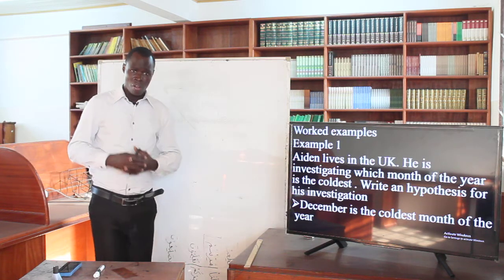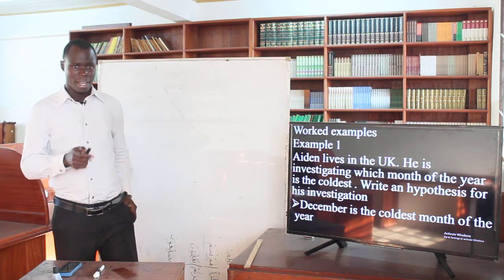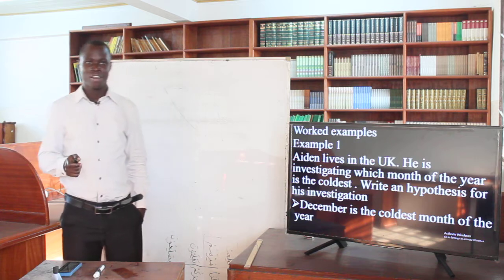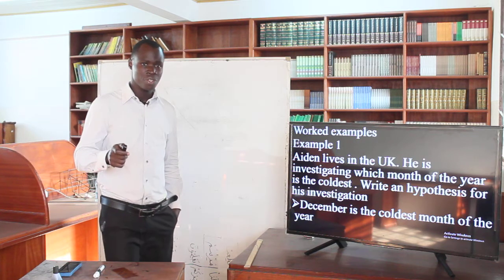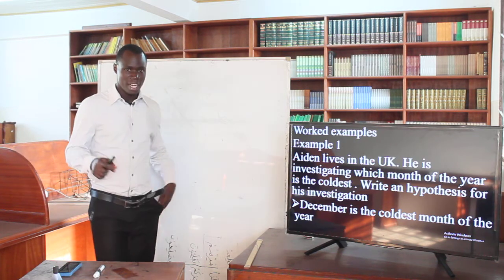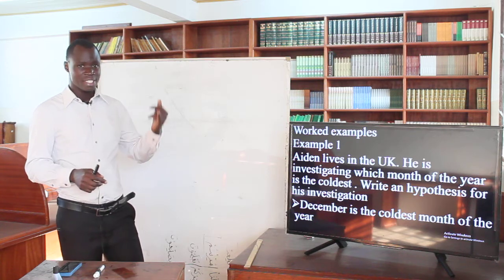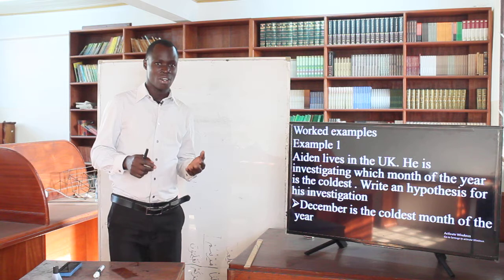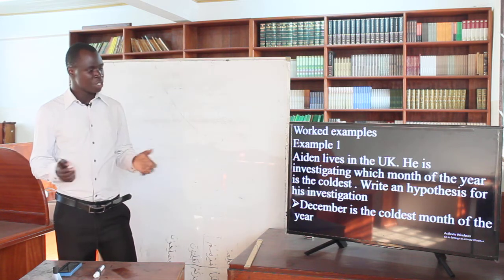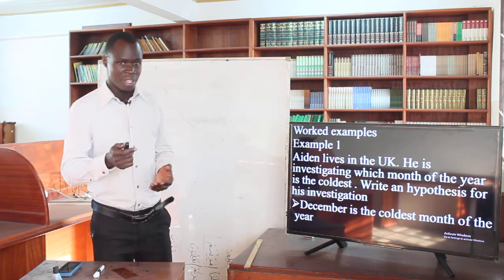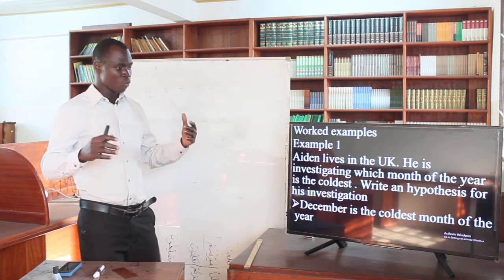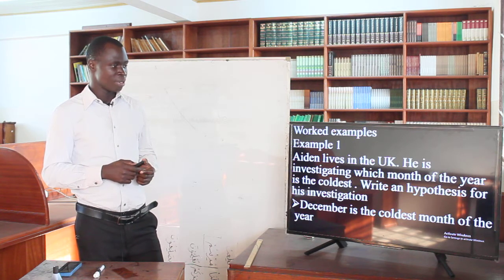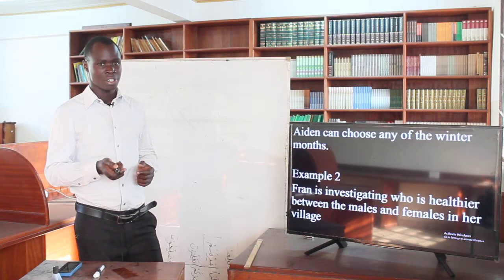Now, we have a worked example. Aiden lives in the UK. He is investigating which month of the year is the coldest. Write down a hypothesis for his investigation. Now, we can take December, November, and October, maybe, to be some of the coldest months. But if you pick any of those 3, you find that any of those 3 can be what we call the coldest.